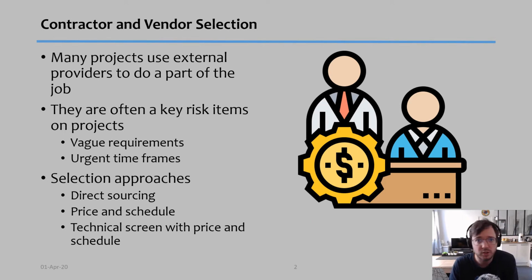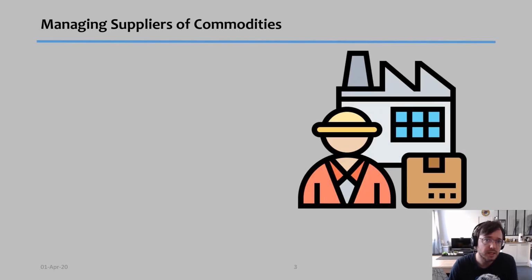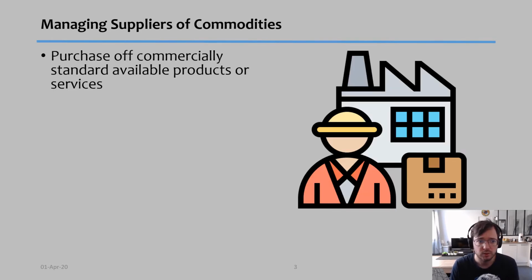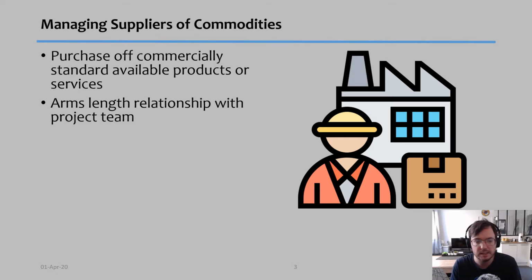So there are many different ways to select the right vendor, but what I want to focus on today is how to manage different types of contractors. The first one is suppliers of commodities. This is when you purchase commercially available standard products or services, things where it doesn't really matter who they come from, because they are pretty much the same for all suppliers. In this case, you have to be careful to maintain an arm's length relationship with the project team, because these suppliers know it's easy to find other suppliers, so they might try to do things that are less ethical, like bribes, or try to rely on a likability factor.